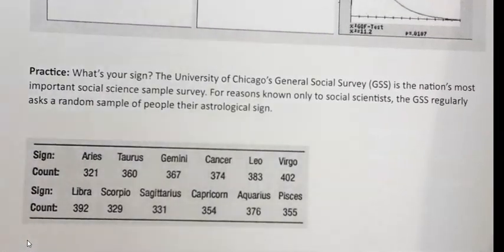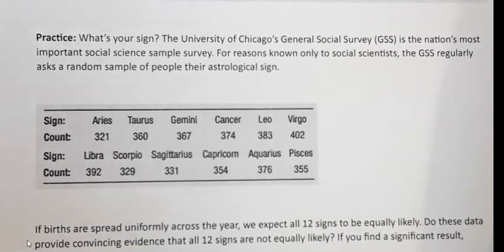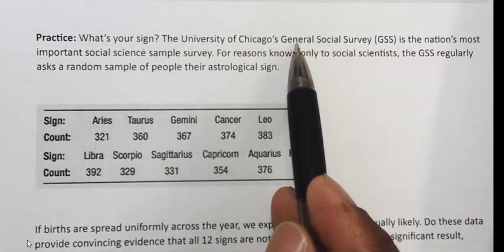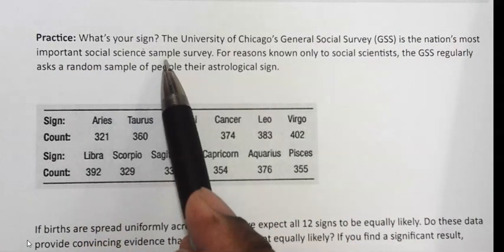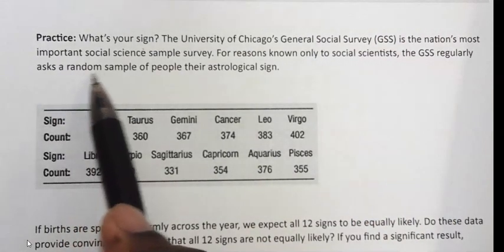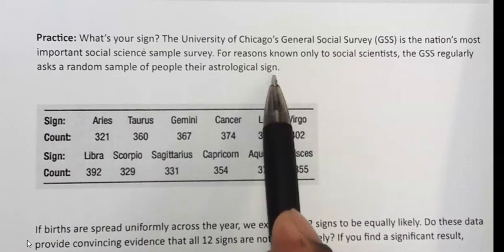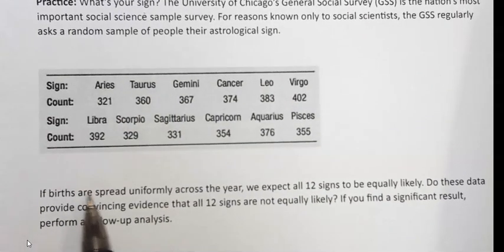So here's the example that deals with astrology signs. You're going to do this on your own, but the question says, what's your sign? The University of Chicago General Survey, GSS, is the nation's most important social science sample survey. For reasons known only to social scientists, the GSS regularly asks a random sample of people their astrology sign. So I've got all the Aquarius and Gemini and so forth. If the births are spread out uniformly across the year, we expect all 12 signs to be equally likely. Do these data provide convincing evidence that all 12 signs are not equally likely?